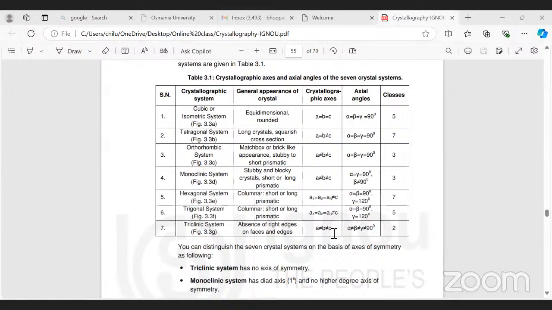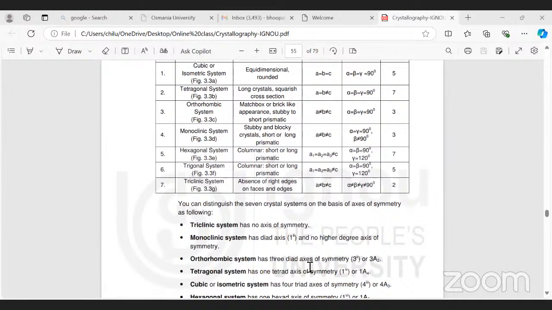Third one, it is the orthorhombic system, with brick-like, stubby or short prismatic structure, where different lengths of axes will be found. So A is not equal to B is not equal to C, and the lengths are different, but the inclination, or the angle at which each axis intersects, is 90. Alpha is equal to beta is equal to gamma is equal to 90 degrees. It is classified into three types.